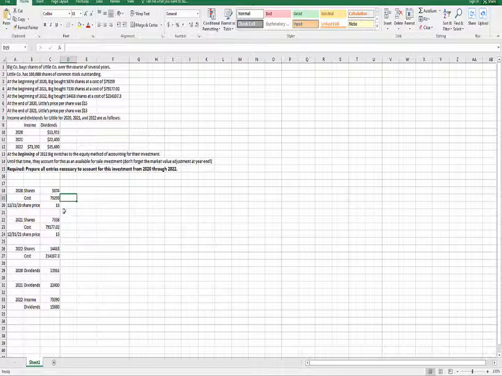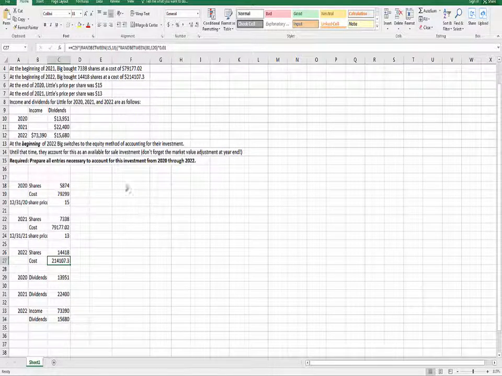$79,299. At the end of the year, the share price was $15. January 1st, 2021, Big bought 7,338 shares for $79,177.02. At the end of the year, the share price was $13. In 2022, at the beginning of the year, they bought 14,418 shares at a cost of $214,107, and at that time switched to the equity method. So let's go ahead and record these various transactions.